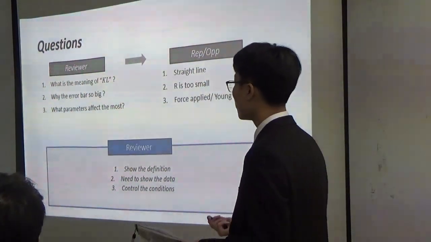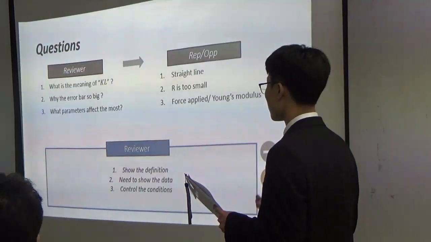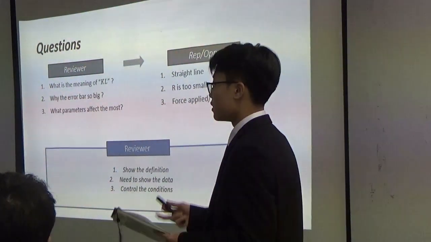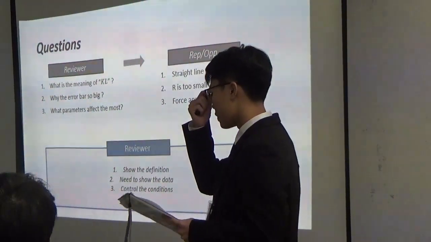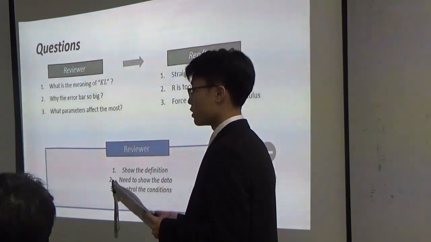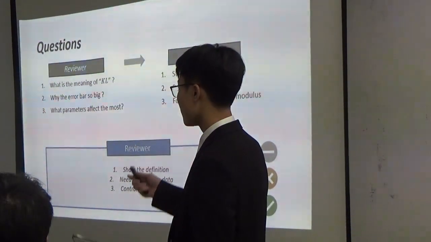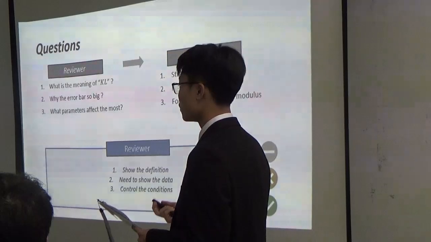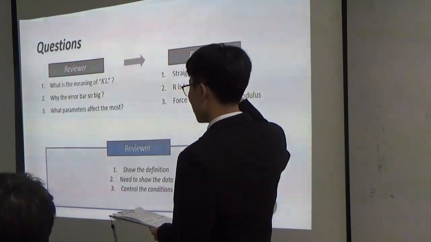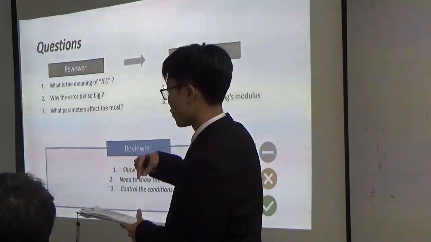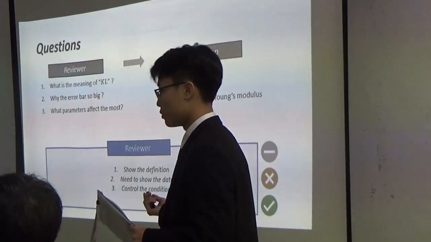Third is what parameters affect the most. His reporter said force applied, and the opponent said force applied and Young's modulus. So I think maybe the friction force between the ball and the ruler is the most influential, because if the friction force is too small, even if you put the biggest force, the ball will very fast slip out. So the ejection speed won't be very fast. If the friction force is very big, then you need to put more force to let it eject out. So maybe the friction force is the most important part of the phenomenon.